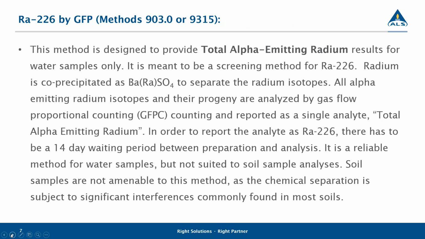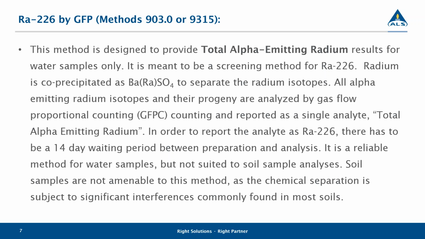Now we get into a little bit more direct radium analysis. So radium-226 by gas flow proportional counter, which is going to have methods 903.0 or SW9315 as the two common references for this method. It was designed to provide total alpha emitting radium on waters. It's a screening method. So you're doing a precipitation and you're getting all the alpha emitting radiums in this digestion method.